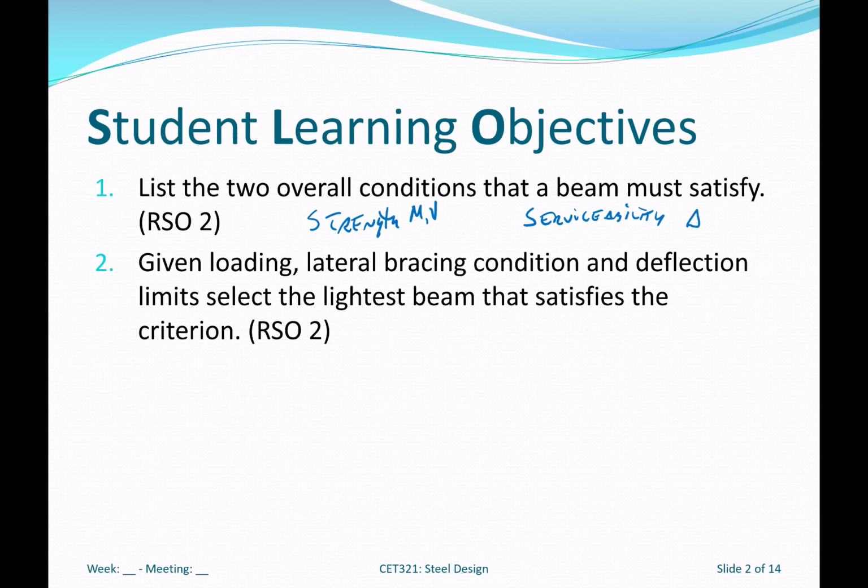Now we have all this experience with shear and moment capacities and calculating deflections, we ought to be able to, given a loading, a lateral bracing condition, and a deflection limit, select the lightest possible beam that would satisfy those items. It could be controlled by strength or serviceability, so we have to check them both.